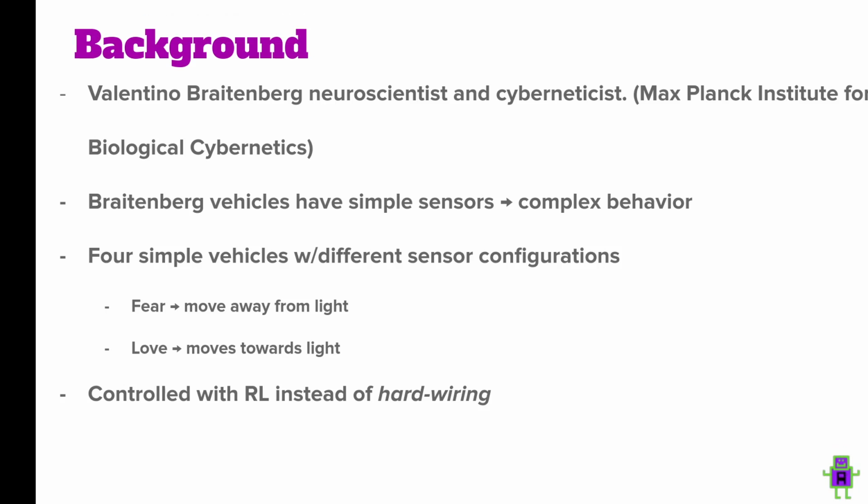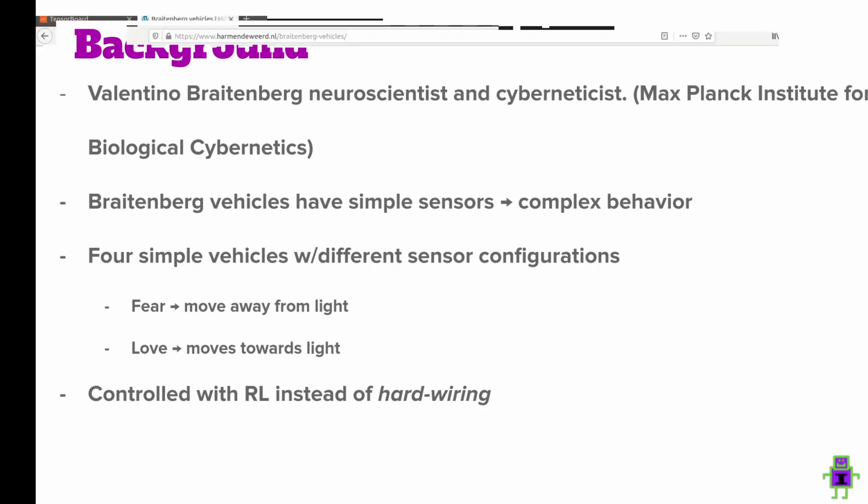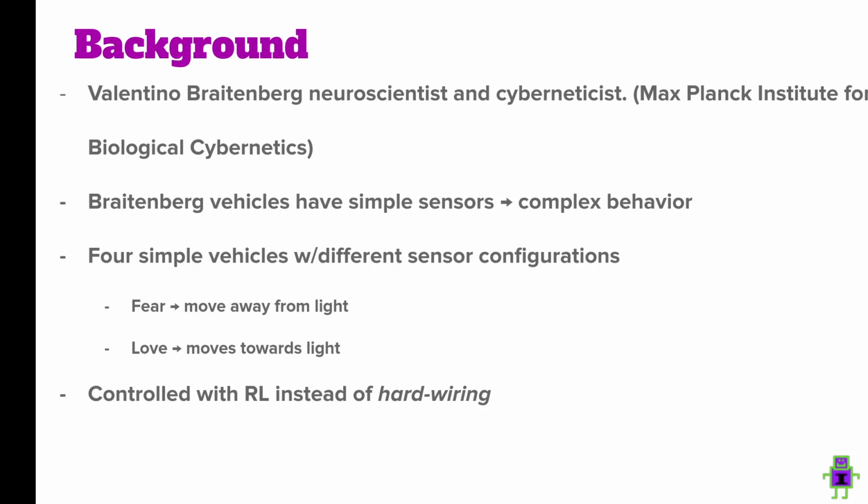The 2 that are the most prominent, that we're going to talk about today, he named fear and love. You can get a behavior that looks like a fear response if you wire the light sensors to the wheel motors in such a way that forces it to move away from light. You can also get a behavior that looks like love if you do the opposite wiring and make sure the wires enforce a behavior that will get it to move towards the light.